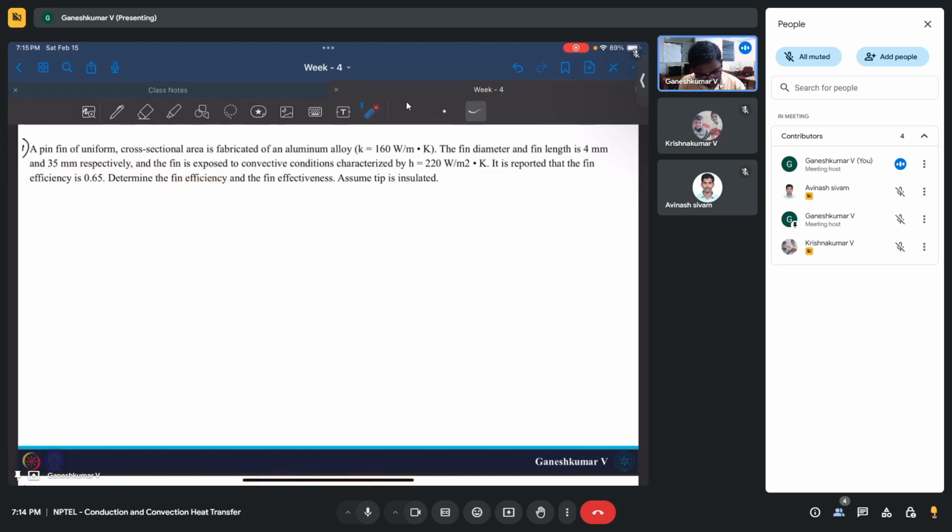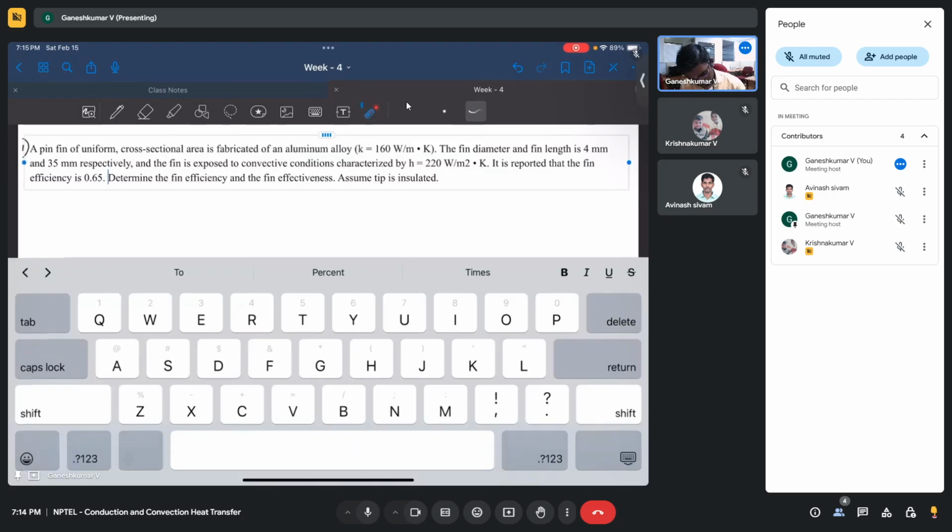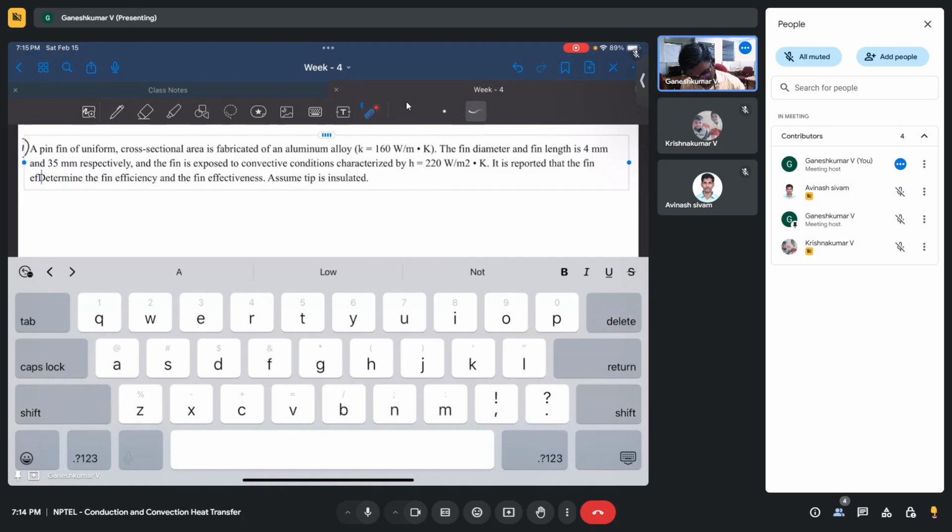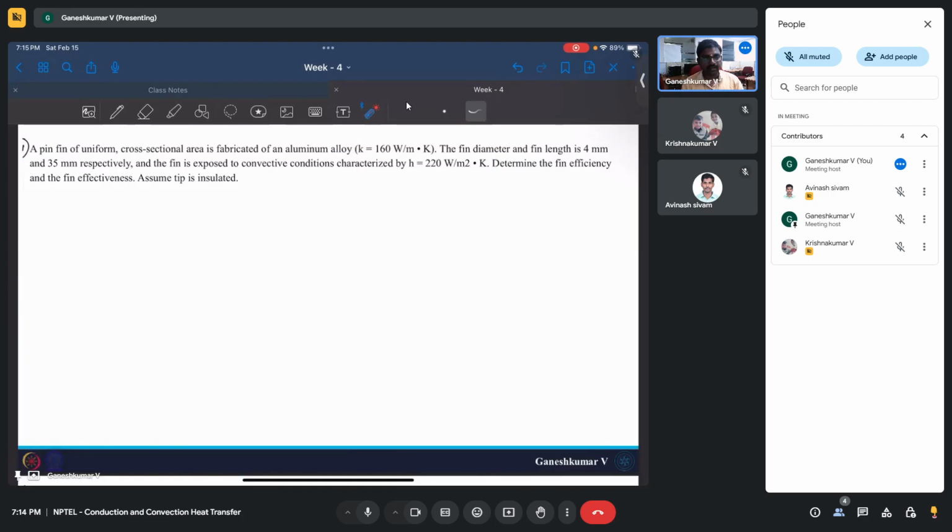Sorry, there's no fin efficiency. Determine the fin effectiveness. So we have to find out what is the fin effectiveness. Wait a minute, I guess we can actually find out fin efficiency. Yeah, I modified the question a bit, but I forgot to remove that statement. Anyway, fin efficiency is not 65% for this, so we are going to calculate both fin efficiency and effectiveness.